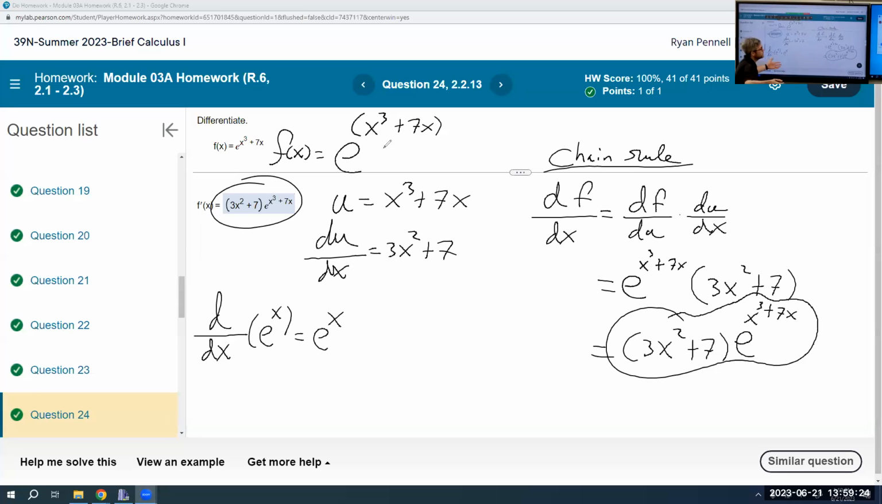What does that mean? Well, it just means that it's bringing down the derivative of the exponent. Okay? When it was just 9x, it just brought down the 9. When it's x cubed plus 7x, it's bringing down the derivative of the exponent.